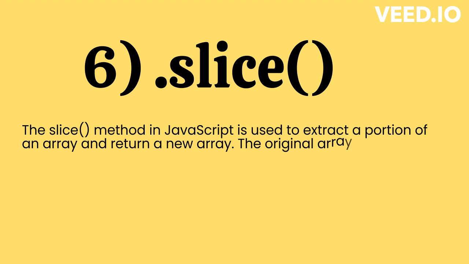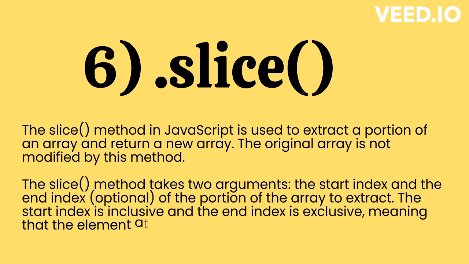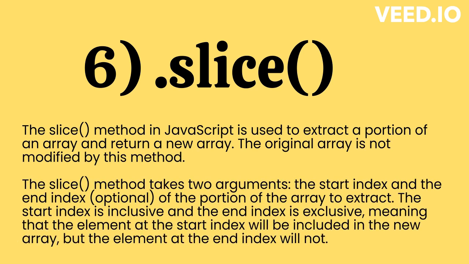The slice method in JavaScript is used to extract a portion of an array and return a new array. The original array is not modified by this method. The slice method takes 2 arguments, the start index and the end index of the portion of the array to extract. The start index is inclusive and the end index is exclusive, meaning that the element at the start index will be included in the new array, but the element at the end index will not.